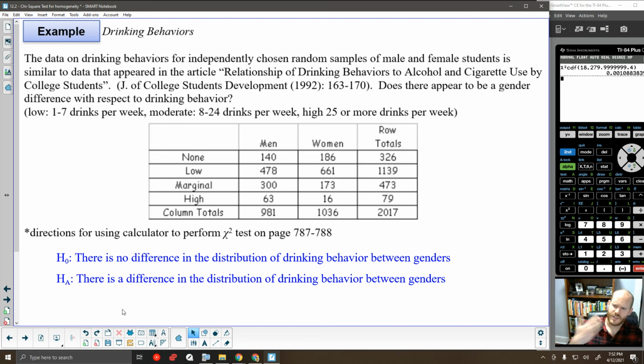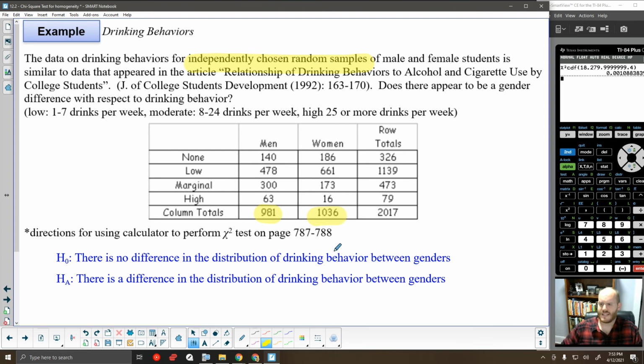I'm not going to write out the conditions, but if we check the conditions, I have two independent random samples. It was stated independently chosen random samples. So I have the random condition, and 10%. So this is of college students, so randomly selected college students. And if I look at the total there, it's reasonable to believe there's more than 9,800 male college students in existence and more than 10,360 female college students in existence. So the 10% condition is satisfied for both samples.